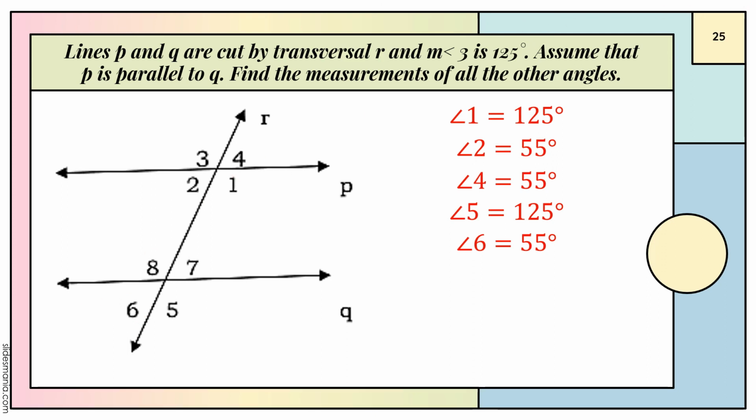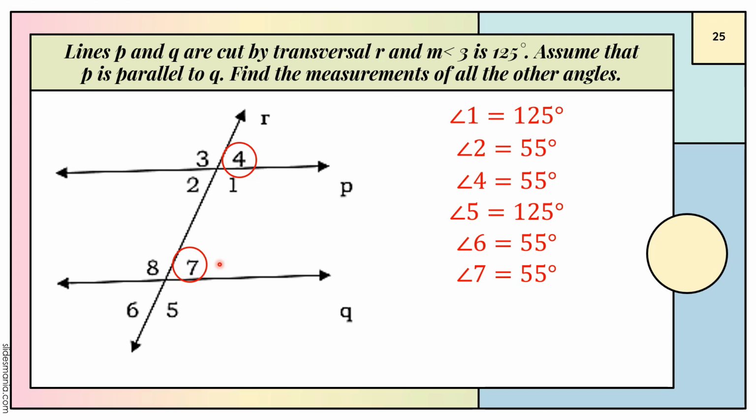Let's have the next. We have now angle 7. Angle 7 is 55 degrees. We can have different explanations on this, but if you wish to, angle 7 is equal to 55 degrees simply because angle 4 and angle 7 are corresponding angles. Or you can also justify that angle 6 and angle 7 are vertical angles, so their measurement is the same.